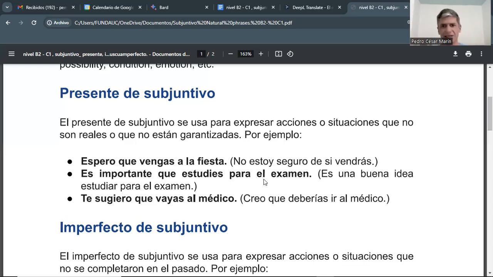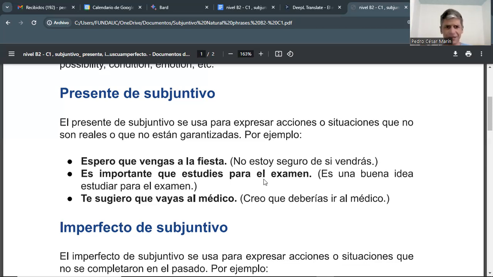Es importante que estudies para el examen. It's important que. Es importante que. Is necessary. Es necesario que. These type of phrases, they always trigger subjunctive. Estudies instead of estudias. Estudias is a fact. Estudias is uncertain. It's in the future, and actually now it may feel the gap of an advice we are trying to give here.